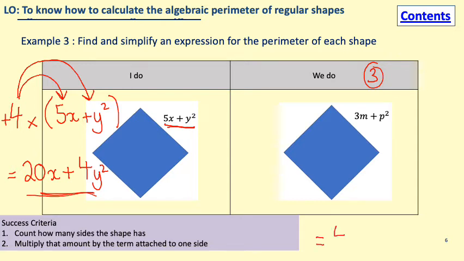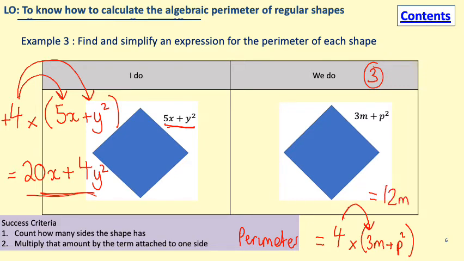Okay, so again we've got a four-sided shape, and it's a regular shape, a square, so we're going to be multiplying by 3m plus p squared. So we're going to have to do the 4 times by the 3m, which is going to give us 12m, and we're going to have to do positive 4 times by positive p squared, so it's going to be plus 4p squared. And there is our answer, fully simplified.